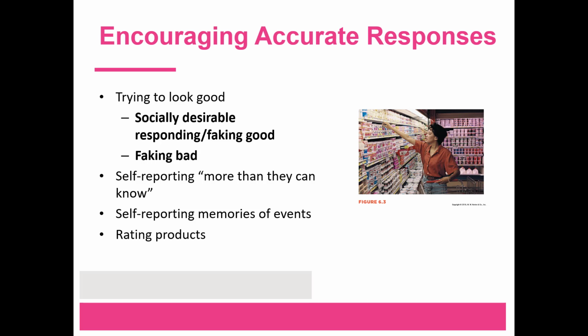Most of us like to look good in other people's eyes, so why shouldn't this extend to the way we respond on surveys? Socially desirable responding, or faking good, is when we try to look better than we are, smarter, stronger, thinner, happier, or more successful. Faking bad, on the other hand, is less common, but sometimes respondents try to look bad, more aggressive, more deviant, nastier, etc. One way to avoid this is to remind respondents that their responses are anonymous.